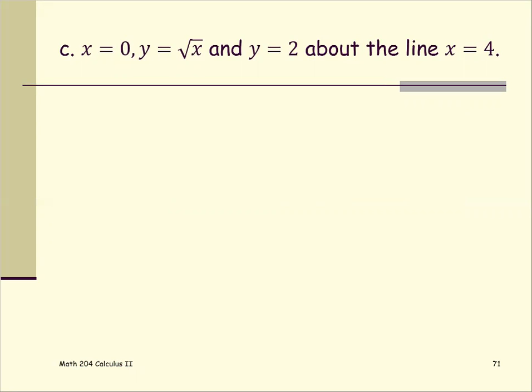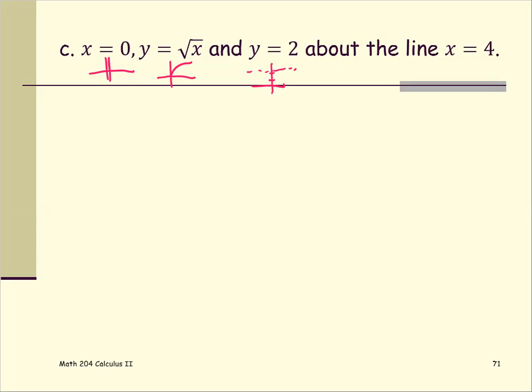Given the information, you have x equals 0. If we get a quick graph here, x equals 0 is the vertical line, or the y-axis. The y equals square root x is the square root graph. Y equals 2 is the horizontal line, y equals 2. And we're going to rotate about the line x equals 4.